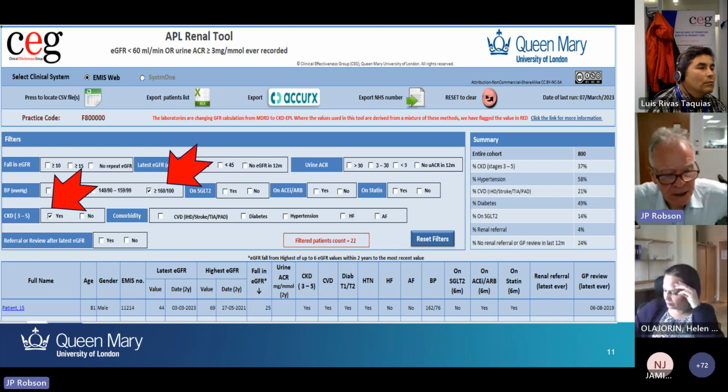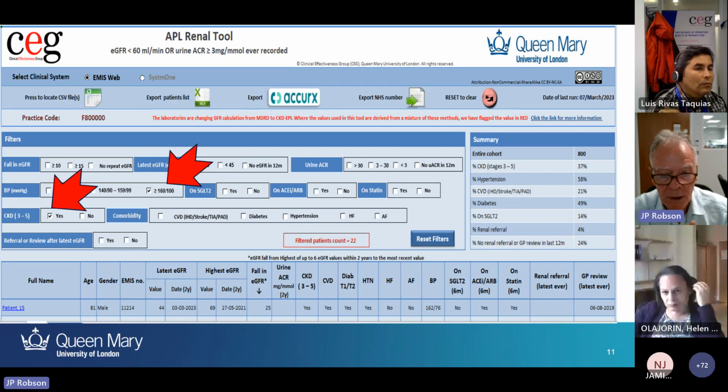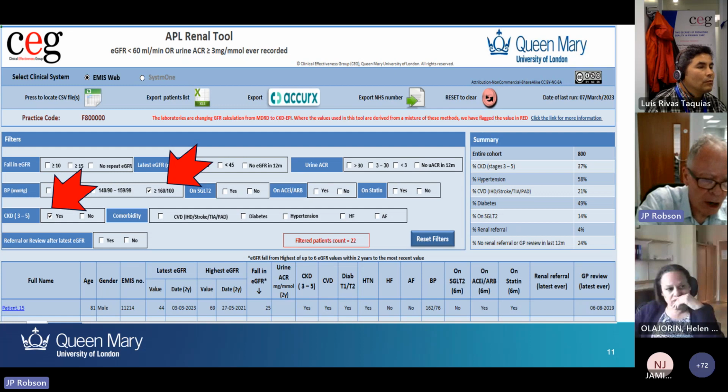Now, I've set a different set of filters. This time I've said, show me all the people who do have CKD 3 to 5 recorded and a blood pressure of 160 over 100 or more, and there are 22 patients in this practice. So it's quite a number, but a more doable number. It's not in the hundreds, so you can say, well, this is perhaps a priority group that I want to look at. And down below, I've had to truncate it because you can't see it on the screen. It's showing you patient 15, but there are 22 patients down there.